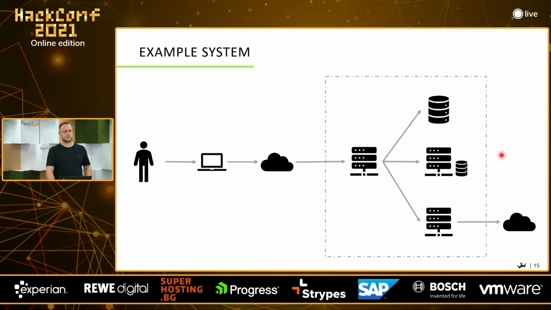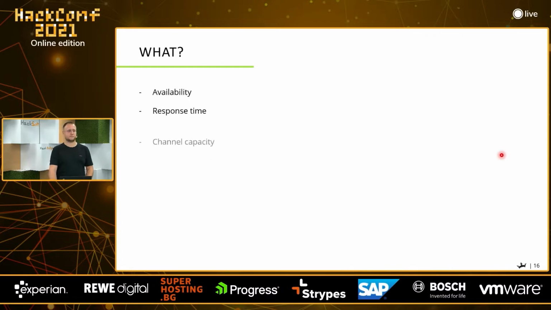Now, since we have the example system, what are we going to measure? Well, we're going to measure availability, response time, channel capacity, latency, and throughput. And following next, I'm going to give definition of each one of those. And then we'll discuss how.